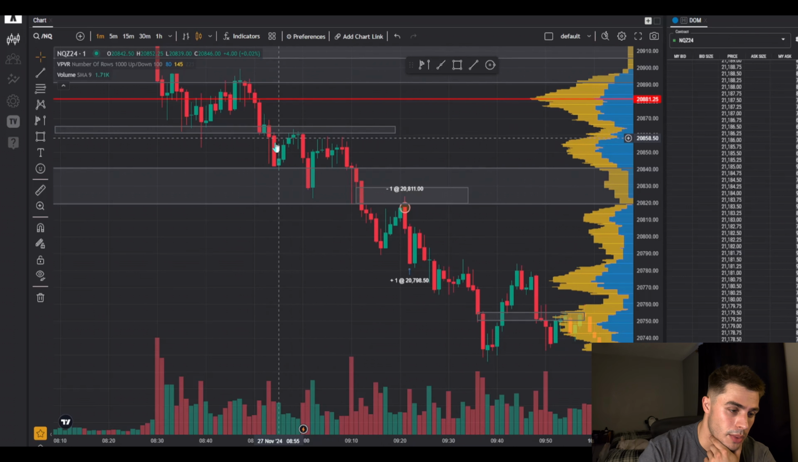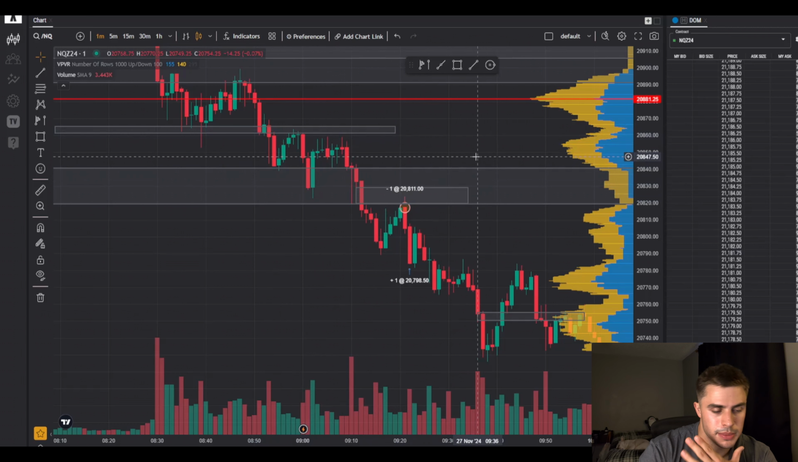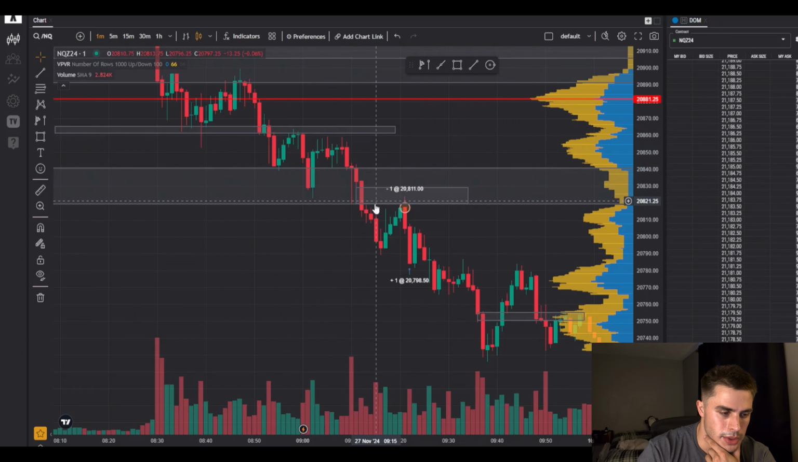And this play would have worked out well. All right, and I missed that opportunity. That's fine, okay? I get another opportunity. We come down, we happen to make a gap right here.